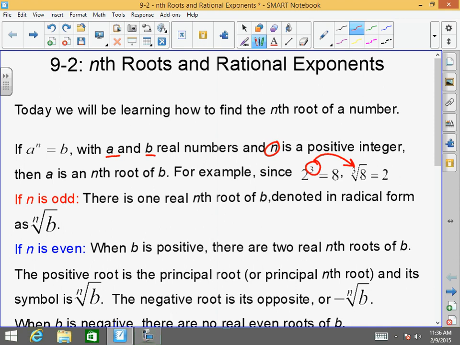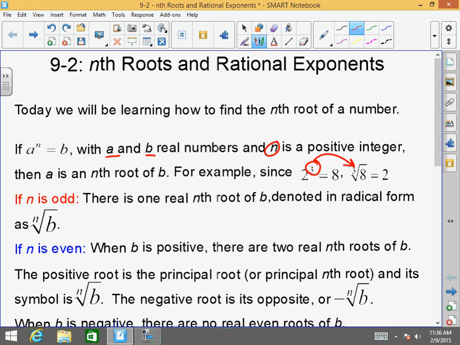The root of a number is basically trying to answer the question, what number times itself that many times gives you the value inside of the radicand? And the answer to that question is the base of the original exponent.